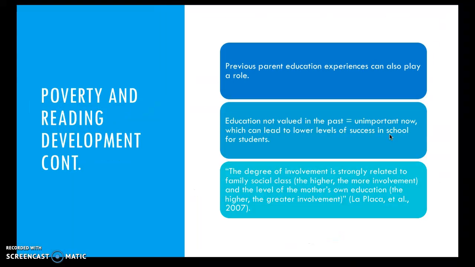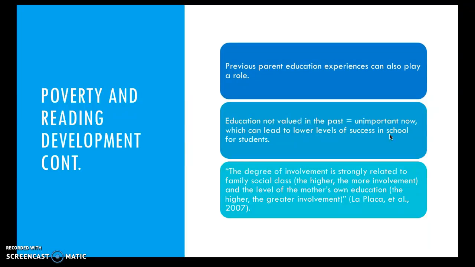Also, I looked at how parent education in the past can play a role. Education, if it hasn't been valued in the past, it probably is unimportant now too, and that can lead to lower levels since it's not something that is stressed in the home. Therefore, they may not have a literacy-rich environment and not put a lot of value in reading or education in general.